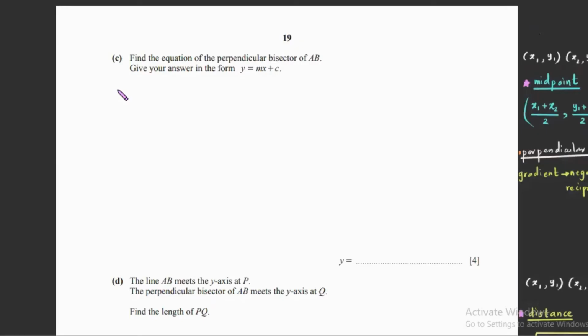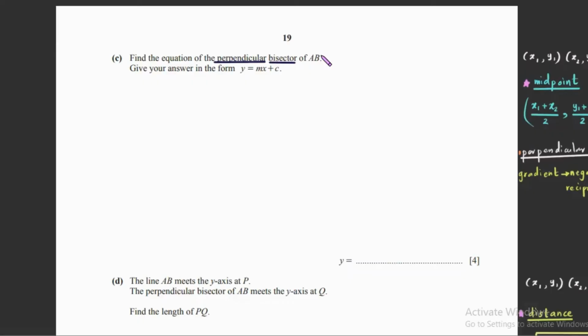Find the equation of the perpendicular bisector of AB. Give your answer in the form y = mx + c. Now here, there are 2 points that are very important. One is perpendicular and the other one is bisector. Now, when a line is perpendicular to AB, the gradient of this perpendicular line will be the negative reciprocal of the gradient of AB. If it's parallel, the gradient will be the same, but as it's perpendicular, the gradient will be the negative reciprocal of the gradient of AB.